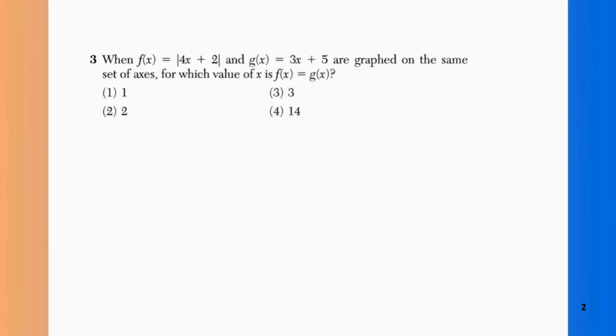f of x equals the absolute value of 4x plus 2, and g of x equals 3x plus 5 are graphed on the same set of axes. For which value of x is f of x equal to g of x? When we see this question, f of x equals g of x, that means it's asking us about points of intersection. So we're given an absolute value function, so we know that's going to graph a V, and we're given a linear function with a positive slope, so that'll look something like this. And we are going to focus on the points of intersection of these two functions.